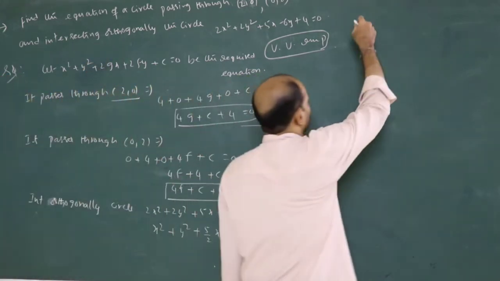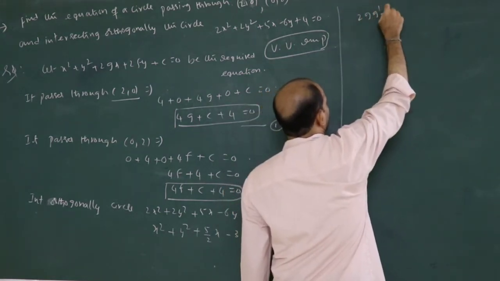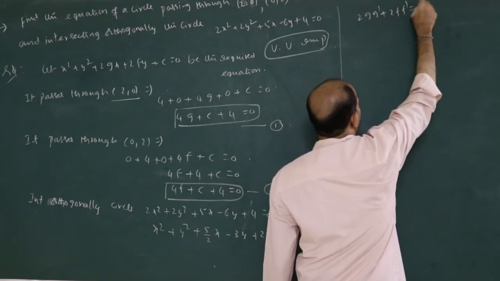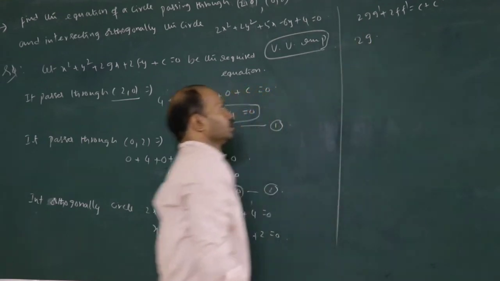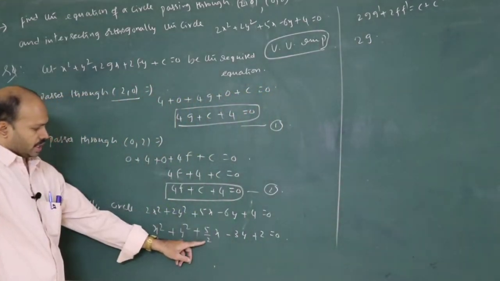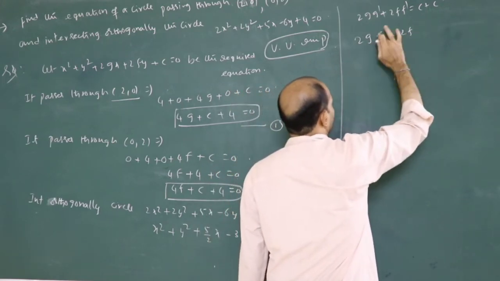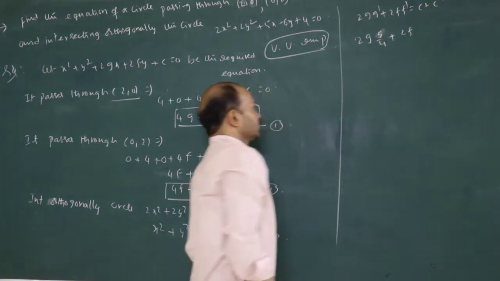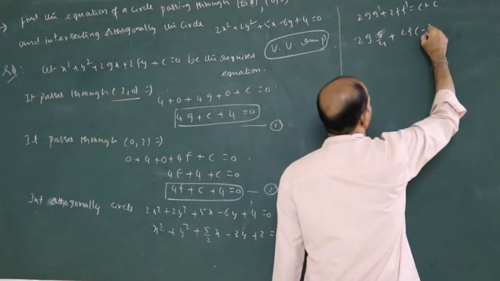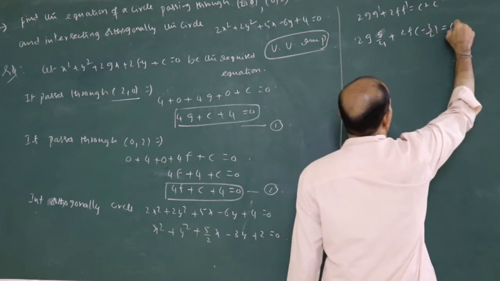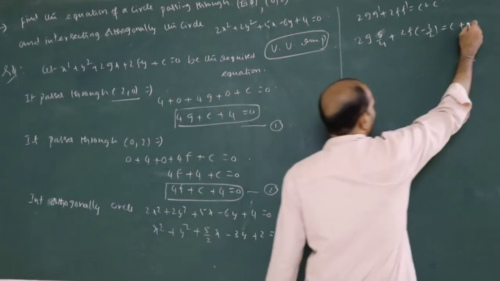What condition follows? Intersect orthogonally implies 2gg dash plus 2ff dash is equal to c plus c dash. 2g, what is g dash? g dash is 5 by 4, plus 2f, what is f dash? f dash is minus 3 by 2, is equal to c plus, what is c dash? That is 2. c dash is equal to 2.